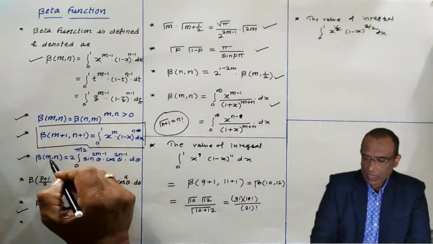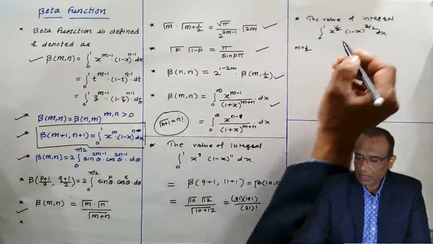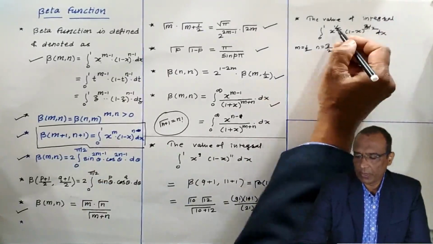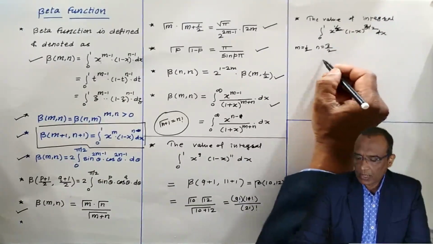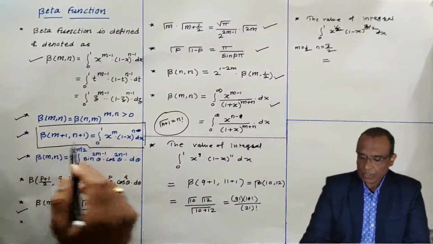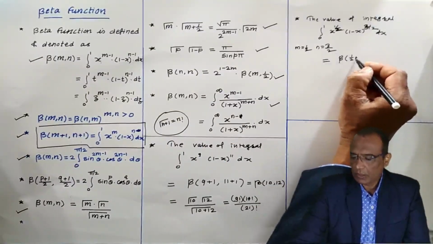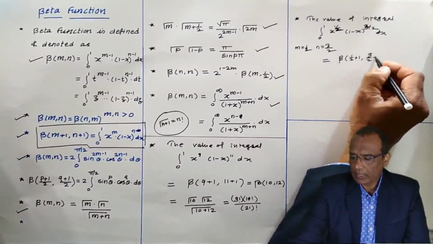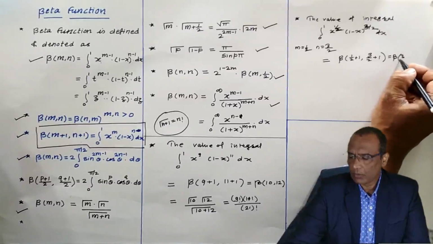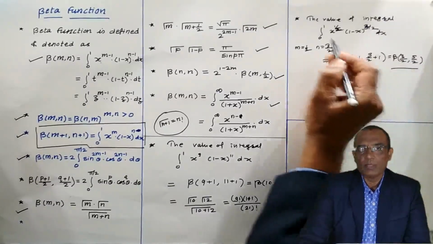Here m is 1 by 2 and n is 3 by 2. This is 3 by 2. This is 1 by 2. Then using the extension of the definition of the beta function, how do you write it? Beta (1 by 2 plus 1, 3 by 2 plus 1). You can directly write it as beta (3 by 2, 5 by 2). You can directly write: 1 by 2 plus 1 is 3 by 2 and 3 by 2 plus 1 is 5 by 2. So this is the value of this integral.